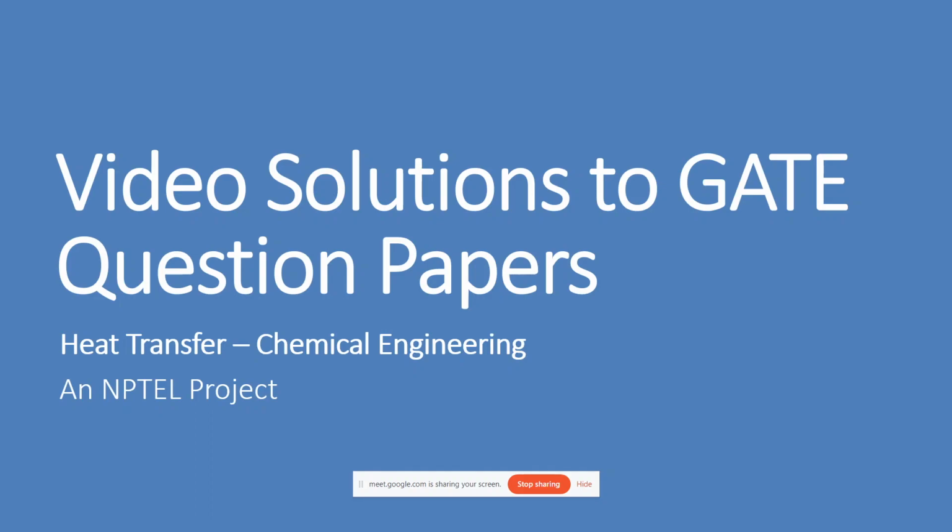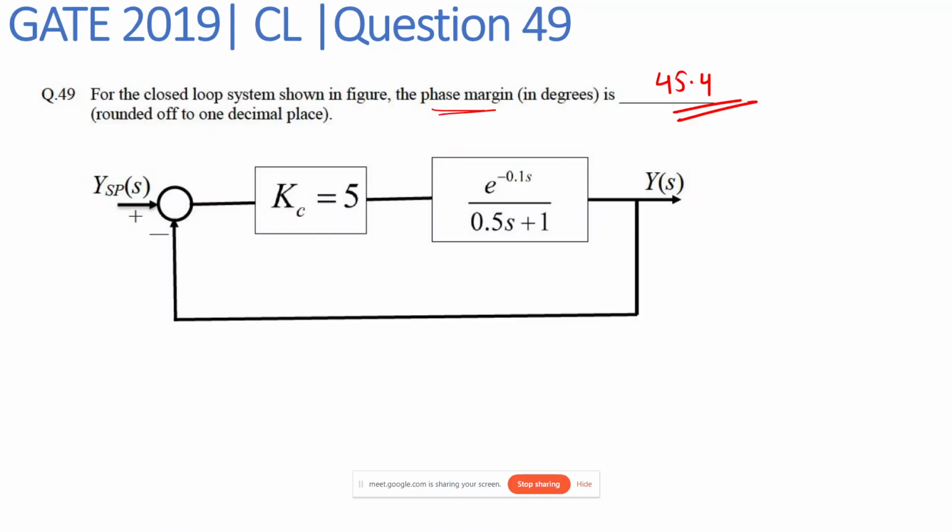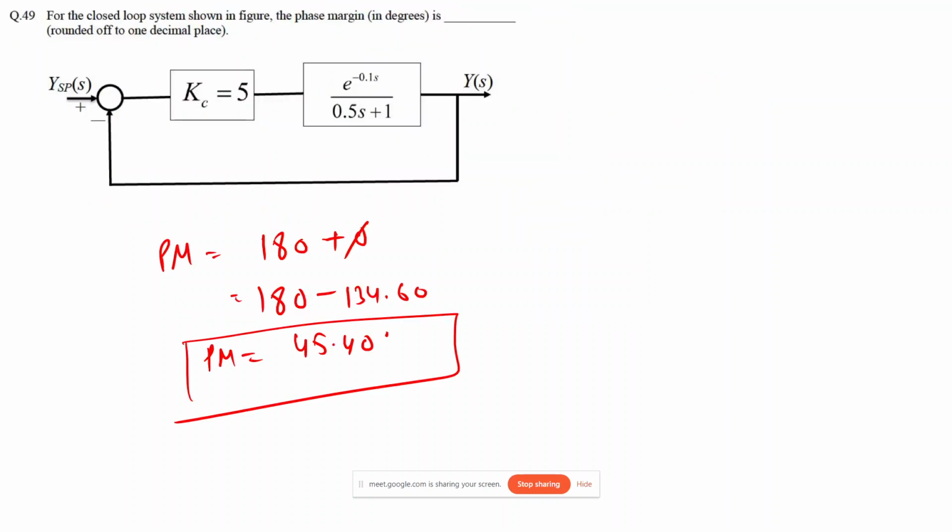So do you have any doubts in any of the questions or the concepts related to Bode stability criterion, phase margin, gain margin? If you have any doubt, you can ask, or we can end today's session.